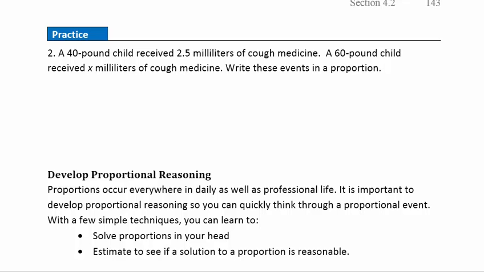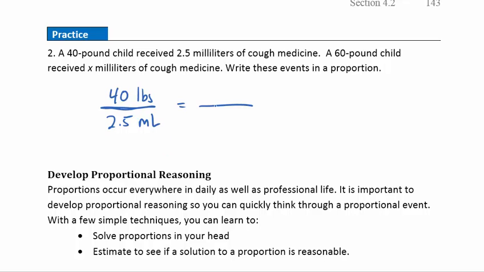Practice question 2. A 40-pound child received 2.5 milliliters of cough medicine. A 60-pound child received x milliliters of cough medicine. Write these events as a proportion. Okay, well, if we're going to write something as a proportion, we know we have to have basically two rates or ratios equal. So I'll get my fraction bar set up there, and I'll say, okay, a 40-pound child, so I would write 40 pounds to 2.5 milliliters.